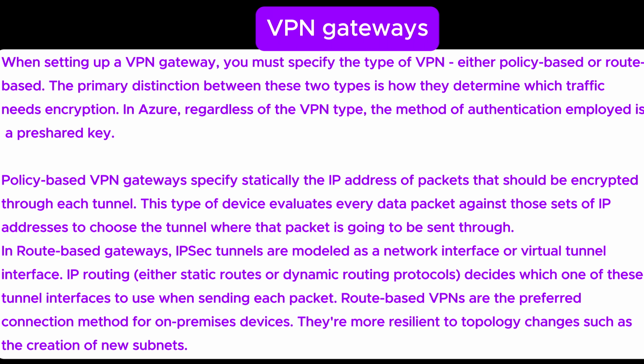Second is the route-based gateway. IP security tunnels are modeled as a network interface or virtual tunnel interface. IP routing, either static routes or dynamic routing protocols, decides which one of these tunnel interfaces to use when sending each packet. Route-based VPNs are the preferred connection method for on-premises devices. They are more resilient to topology changes such as creation of new subnets. So there are a lot of other benefits and availability scenarios.